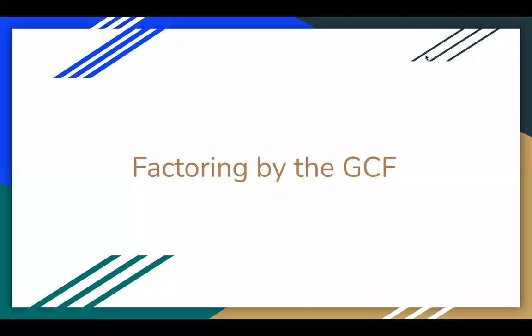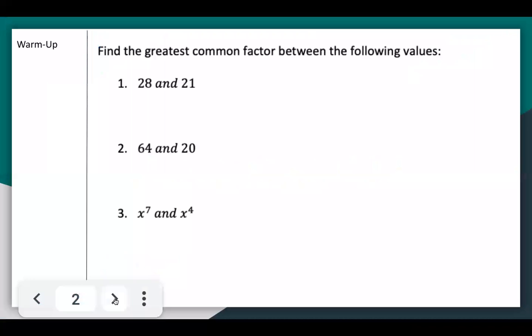All right, today in Algebra 1, we're going to be talking about factoring polynomials by taking out the greatest common factor, or what we have known as the GCF. Okay, but before we do that, what I would like for you to do is take some time and try to find the greatest common factor between 28 and 21, 64 and 20. And I want you to think about x to the 7th and x to the 4th. What is those two's greatest common factor as a pair?